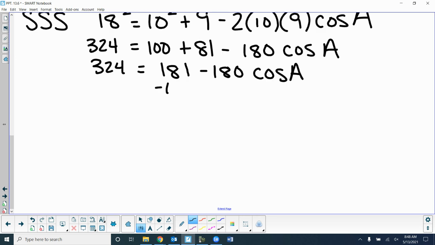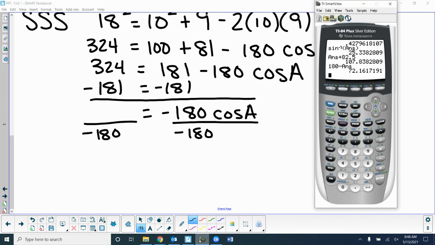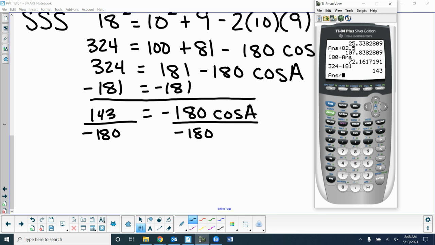Okay? When I solve for the cosine of A, and I'm going to be dividing by that. All right, so 324 minus 181 is 143. Divided by negative 180. Negative 0.79.